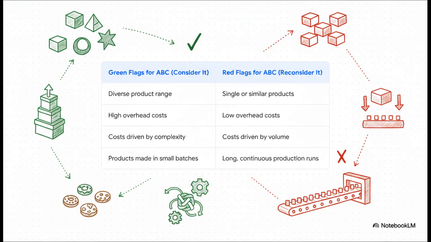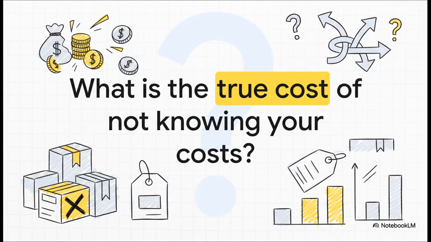On the left, you've got the green flags, lots of different products, high overhead, complexity driving your costs, small batches. If your business is ticking these boxes, you should seriously consider ABC. But on the right, you've got the red flags, similar products, low overhead, costs driven by volume, and long, steady production runs. If that sounds more like you, then the cost and hassle of ABC will probably outweigh any benefits you'd get. And that really brings us to our final thought here.